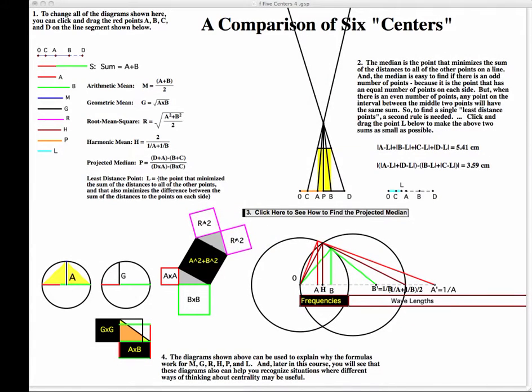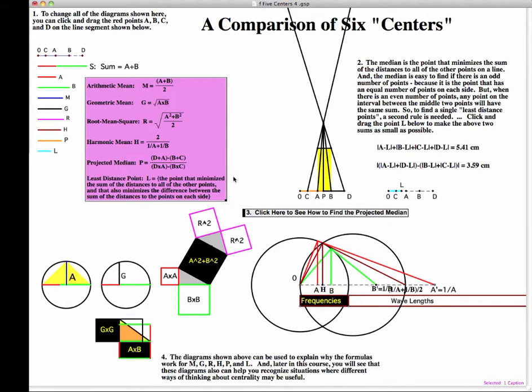These graphics show 6 different locations that, under different circumstances, are sensible to treat as centers. They are named and their formulas are given in the upper left corner of this worksheet. The arithmetic mean, M. The geometric mean, G. The root mean square, R. The harmonic mean, H. The projected median, P. And the least distance point, L.